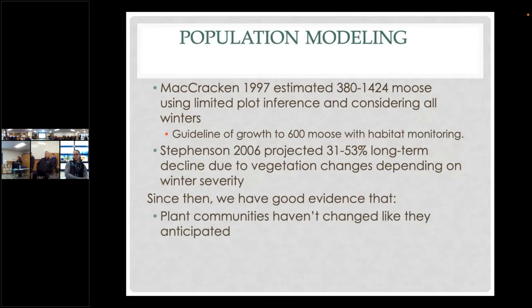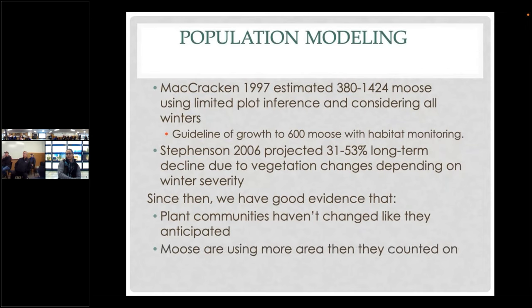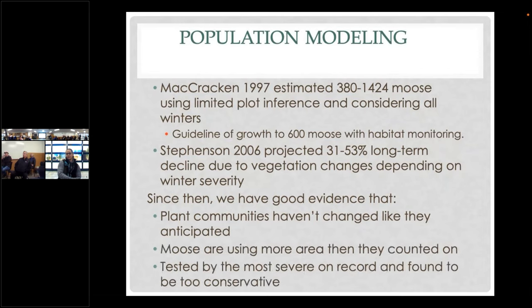So then another biologist studied this. Her name was Sharon Smythe, and she found that our plant communities have not changed in the way that they thought they were going to change. And they used satellite maps. They used our survey data and showed that moose are using more area than they originally thought they would. So they thought they were going to use this really constricted winter range. We found that's just not the case. They're using lots of area.